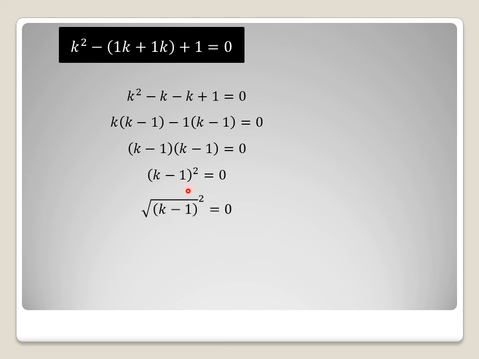Taking the root on both the sides, we will get k minus 1 equals to 0. As root of 0 is 0, I have not put root here. You can put the root on 0 as well. So the value of k will become 1. That is the value of k. If we put this value of k in the given equation, the roots will be equal.